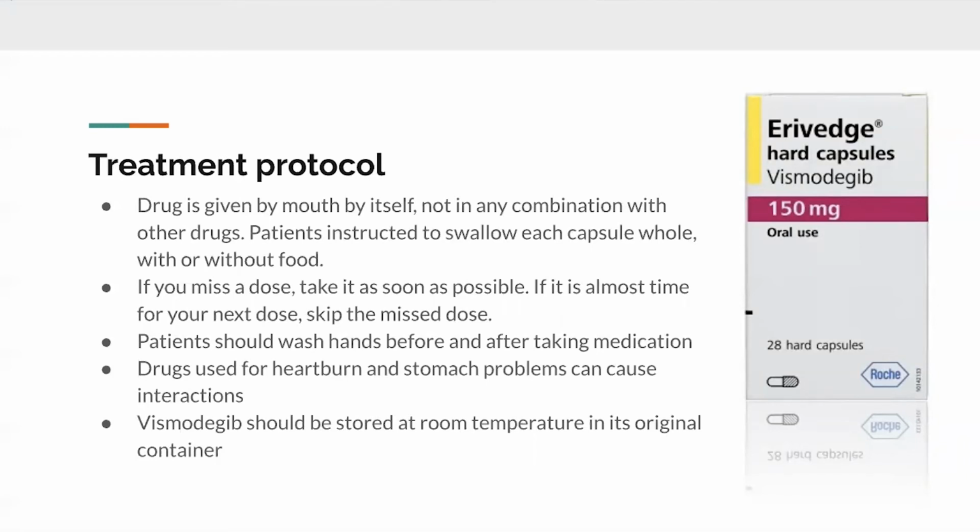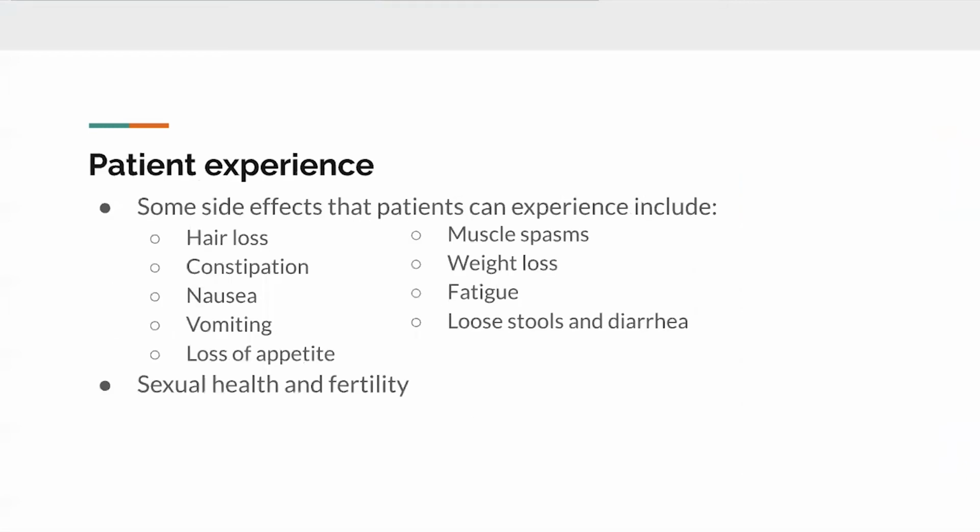And drugs taken for heartburn and stomach problems can cause adverse reactions when taken with vismodegib. So patients should consult with their physician before taking these together. And it should be stored at room temperature in its original container, away from children and pets. Some of the side effects that patients can experience include hair loss, constipation, nausea, vomiting, loss of appetite, muscle spasms, weight loss, fatigue, and diarrhea.